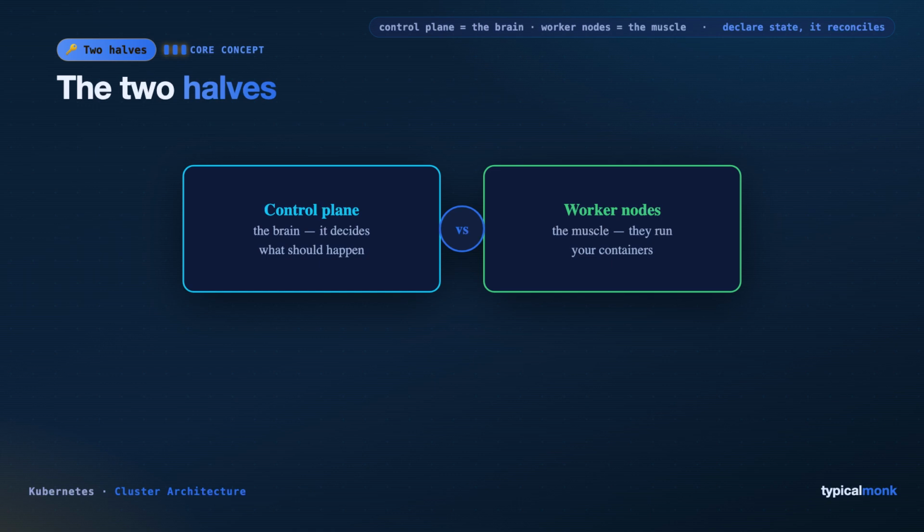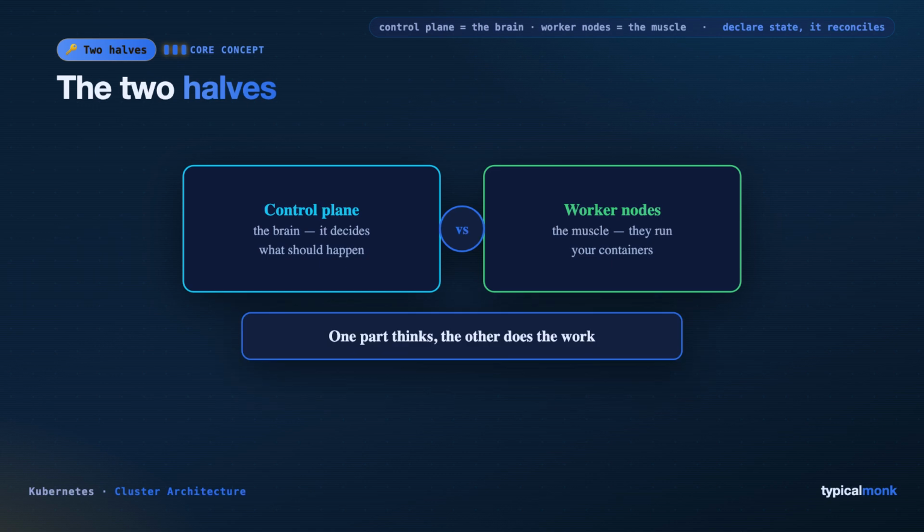On the other side are the worker nodes. These are the muscle. They are the machines, physical or virtual, that actually run your containers, doing the real work of serving your application to users. They carry out what the brain decides. And that split is the whole shape of a cluster. One part thinks and directs, the other part does the work. Almost every component you will meet belongs clearly to one side or the other.